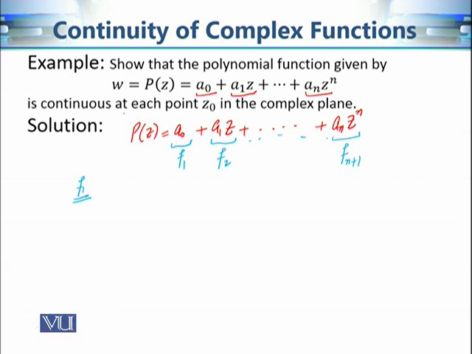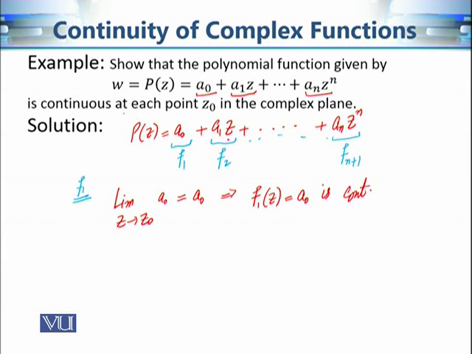Since it is a constant function, a0 is a constant complex number, so all of these coefficients a0, a1, an are basically fixed constant complex numbers. So in this case, if we calculate the limit, then calculating the limit would give us the same number because it's a constant function. So the limiting value is equal to the functional value. So we can say that this function f1(z), which is just a0, is continuous.